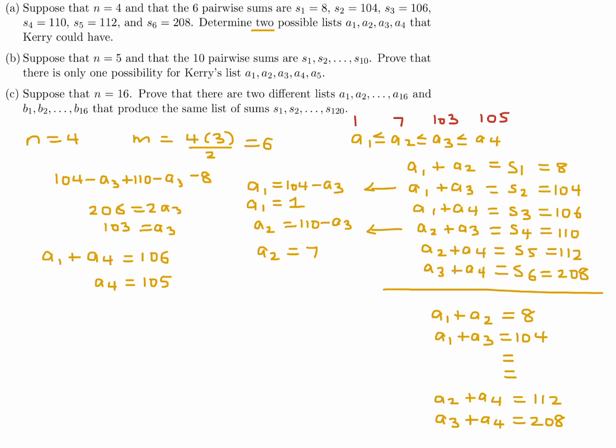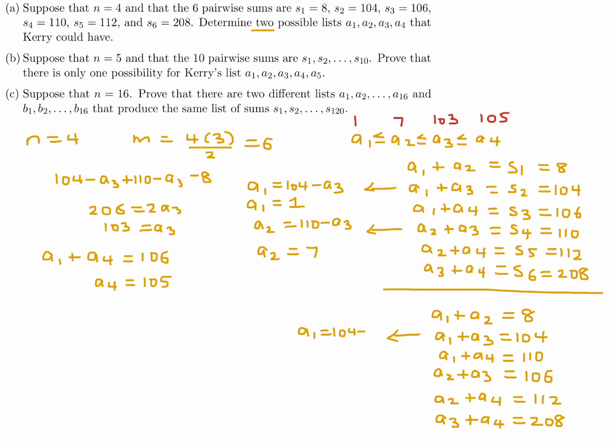So I think that A1 plus A4, here I had put 106, but I think it can be 110. That is possible. And then therefore A2 plus A3, here I had put 110, but I think it can be 106. So this will allow me, hopefully, to get another set. So the math is the same sort of story, I guess.